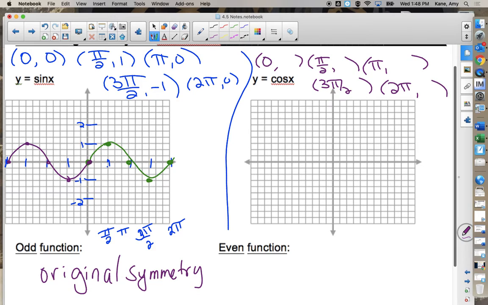So when cosine is 0, the values are pi over 2, 0 at pi, 3 pi over 2, 0, and then 2 pi back at 1. So 1, 0, negative 1, 0, and then back at 1. So it starts high and it just falls to the middle and then crawls its way back up. Again, try and do the same thing you did for sine. So make a cosine graph. You can label it the exact same way.